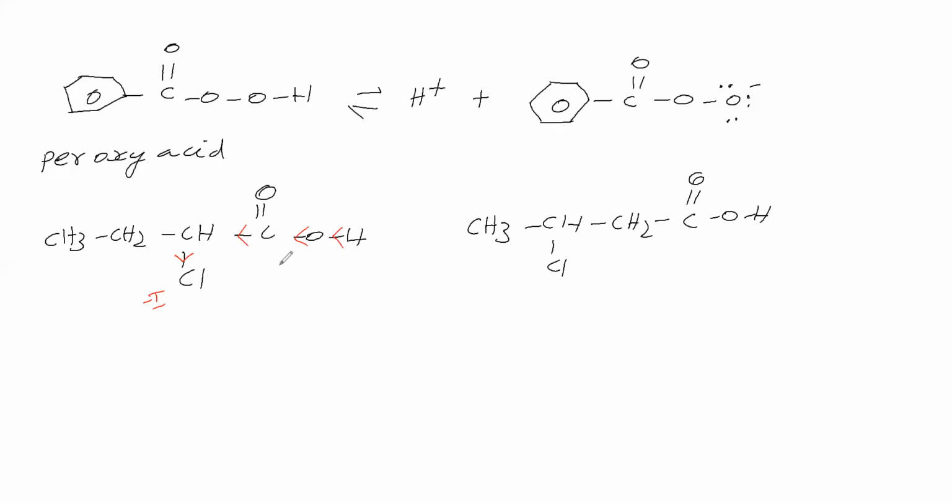So this compound gives H plus, therefore this compound is acid. Cl shows minus I effect, negative inductive effect. This bond migrating towards Cl, this bond migrating this side, this bond migrating towards left, this bond also migrating towards left. It is giving H plus. Therefore it is acid. Both are acid.